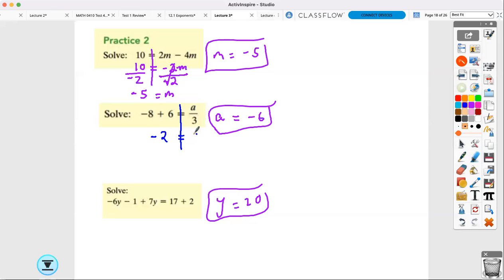Bring down the equal sign, a over 3. Can anyone tell me what I'm going to do to get rid of this 3? Am I going to add, subtract, multiply, or divide? Multiply. Yes, I'm going to multiply by 3. What I do to one side, I do to the other. The 3's cancel out, which leaves us with a. 3 times -2 is -6, and we're done.